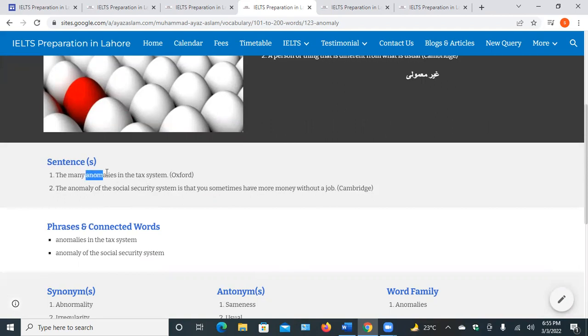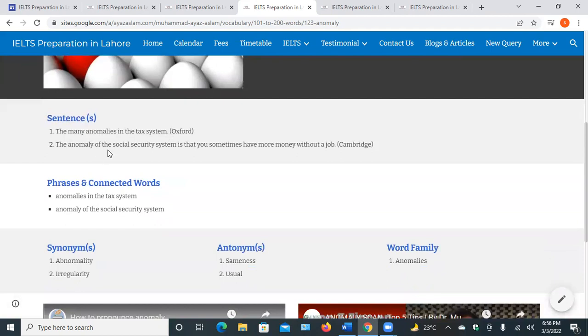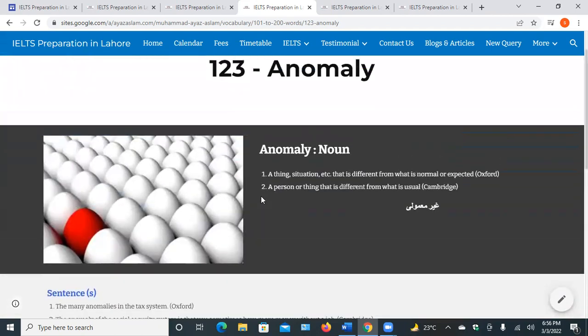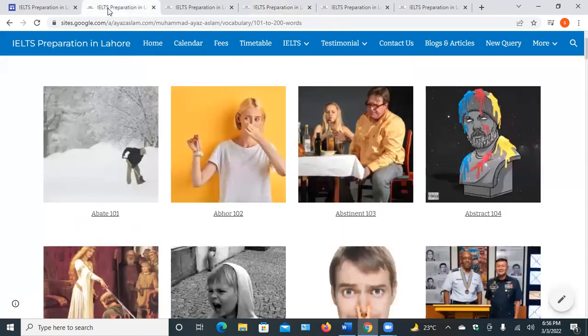It means things are not normal in the tax system. We collect that tax from the taxpayers, but it is not collected as expected. The anomalies of the social security system, it means that abnormality, variation exists in this. Got my point? Yes, ma'am. Clear. Okay, next move on.